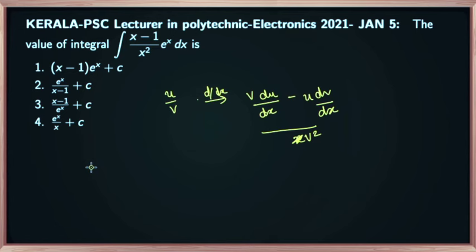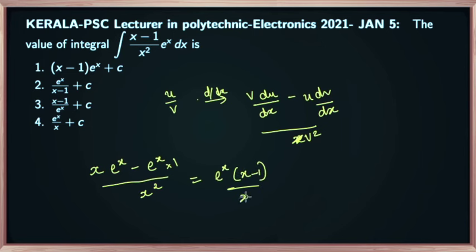So v is x. So x into d by dx of e raised to x is e raised to x, minus e raised to x into d by dx of x is 1, whole divided by x square, right? So that is equal to e raised to x into x minus 1, whole divided by x square. Now this is the exact function which is given inside the integral. So our option is option 4, e raised to x divided by x.